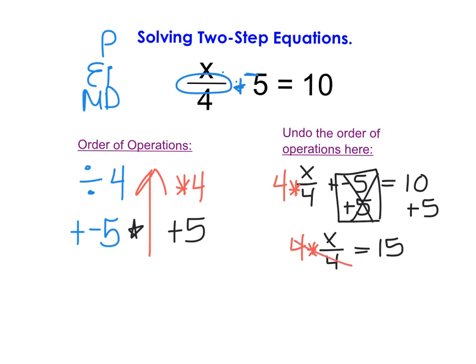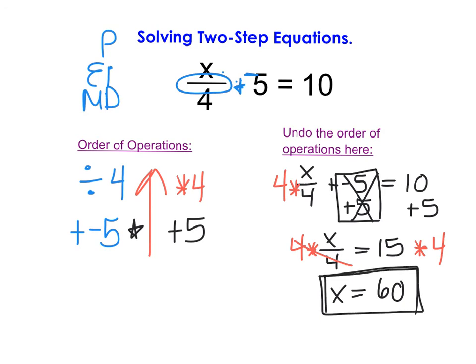So those 4's cancel out, and I need to multiply the other side by 4. And then I get x is equal to 60. So there is my value for x, that if I were to put it back into this original equation, it would make the original equation true.